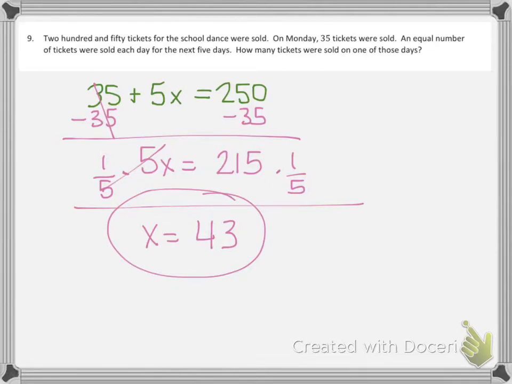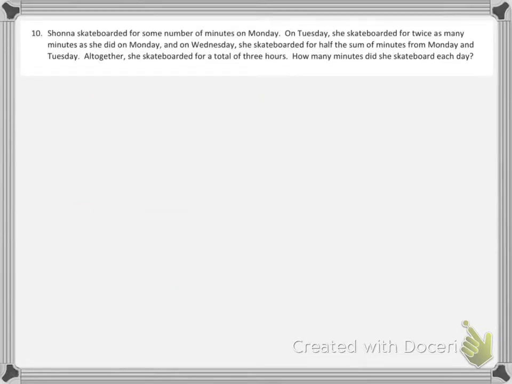All right, and finally, number 10. Shauna skateboarded for some number of minutes on Monday. Well, I don't know what that is, so that's going to be my variable. On Tuesday, she skateboarded for twice as many minutes, so plus 2x. And on Wednesday, she skateboarded for half of the sum of minutes from Monday, so plus half of x. Remember, Monday was x. So half of x, not from Monday and Tuesday.